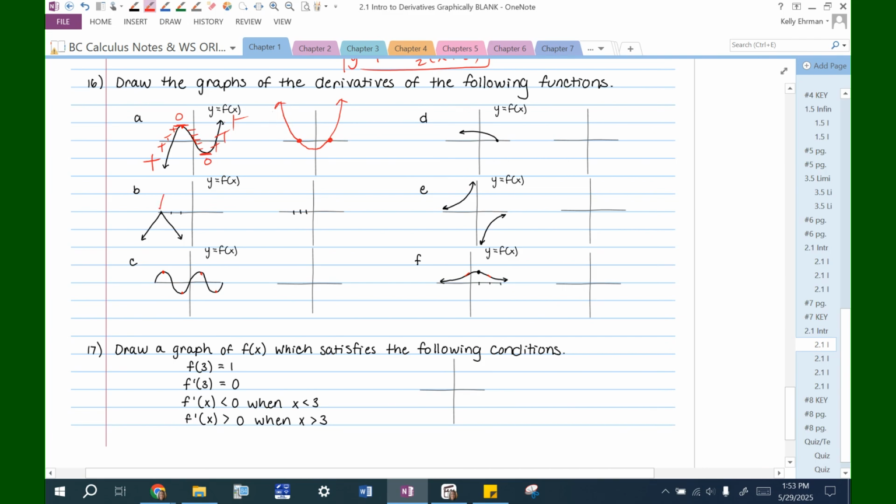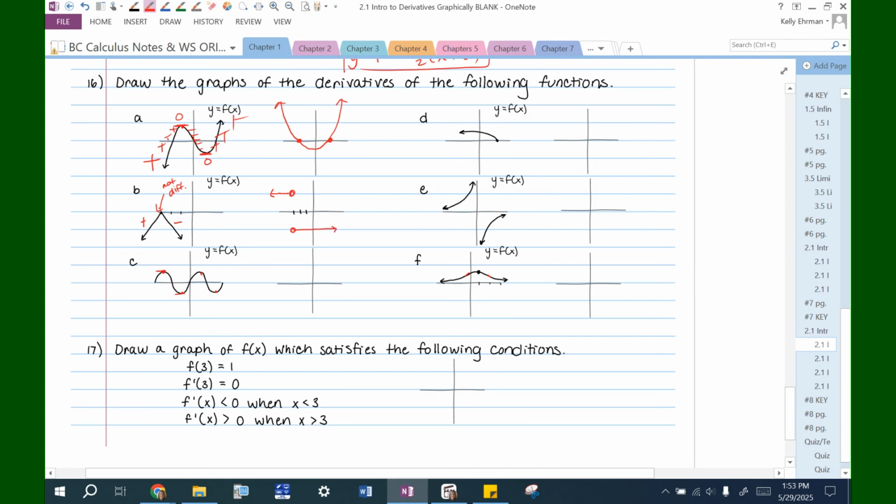On B, f of x is not differentiable at the sharp turn. Otherwise, it has a positive slope and a negative slope. They look to be about the same steepness. So at negative 3, there's a discontinuity, but we start out with a positive slope to the left of that. And then to the right of that, I'm going to go the same distance, negative slope going to the right.